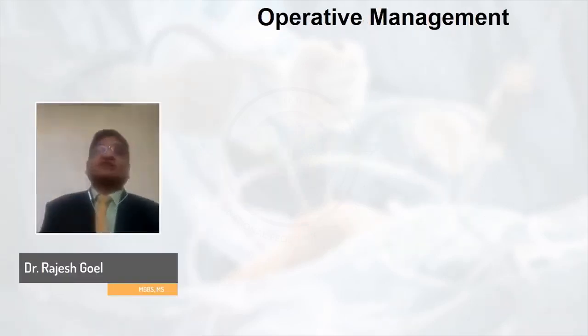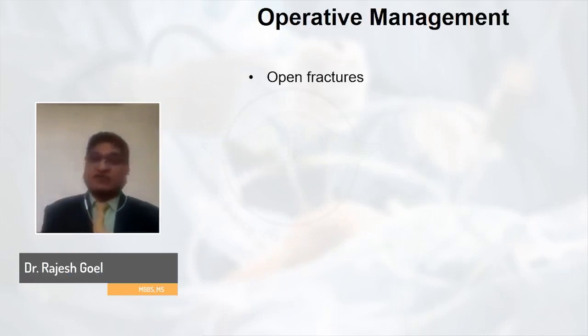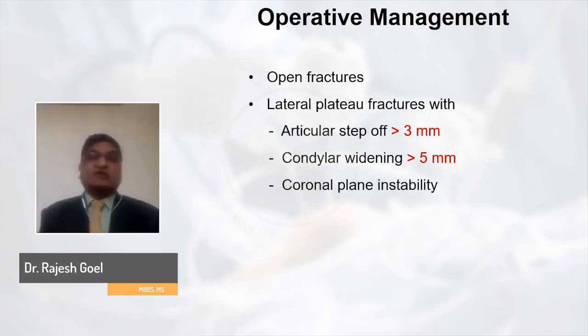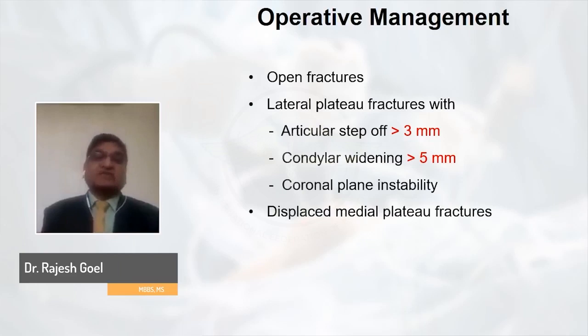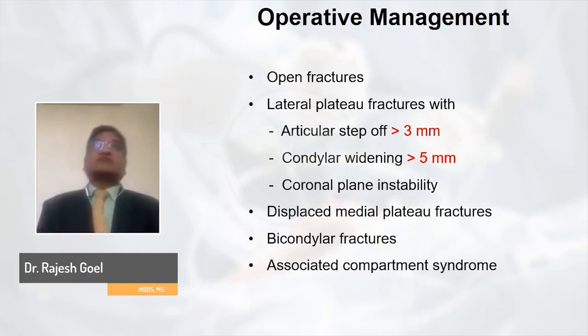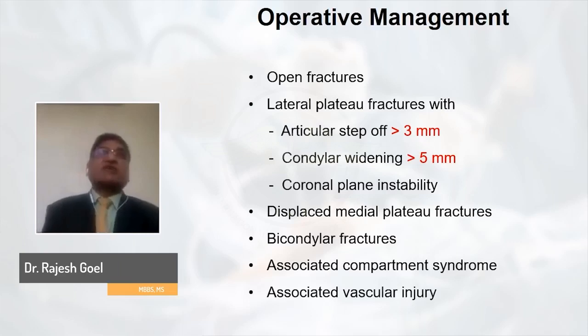So in operative management, what are the indications? The indications are open fracture, lateral plateau fractures with articular step of more than 3 millimeter, condylar widening of more than 5 millimeter, coronal plane instability, displaced medial tibial plateau fractures, bicondylar fracture, and associated compartment syndrome. This is very important. If there is associated compartment syndrome, you have to be very watchful and intervene at the earliest to prevent further damage to the limb. And if there is associated vascular injury, you have to call your vascular colleague to see whether we can save the limb or not.